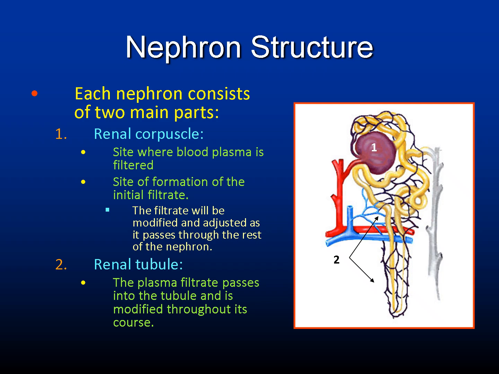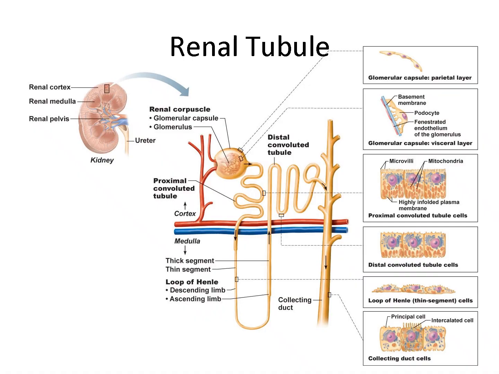Each nephron dumps into a collecting duct, shown in gray in the picture above. The collecting duct is not part of the nephron. Each collecting duct receives tubular fluid from multiple nephrons. The renal corpuscle is where filtration of blood takes place.